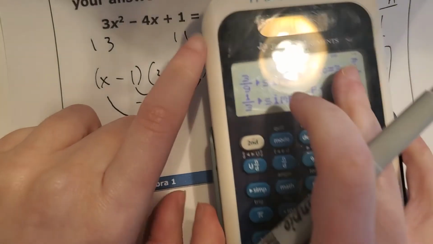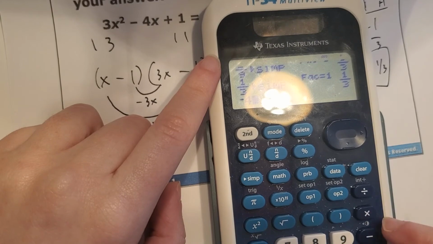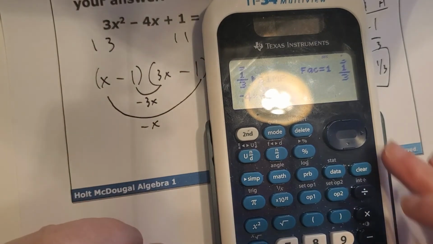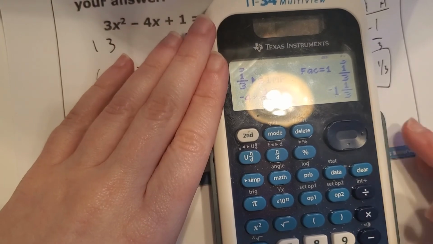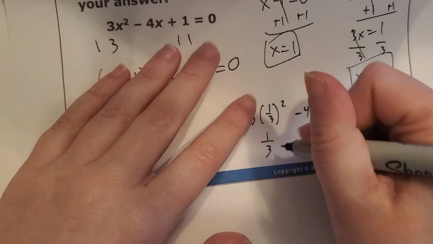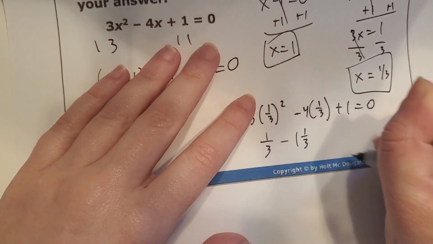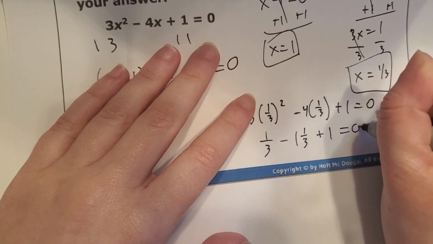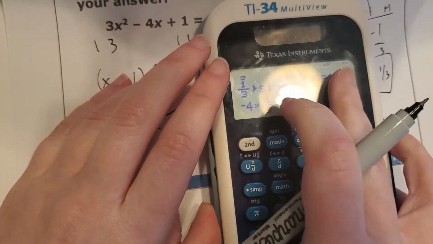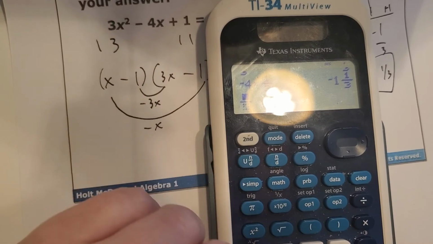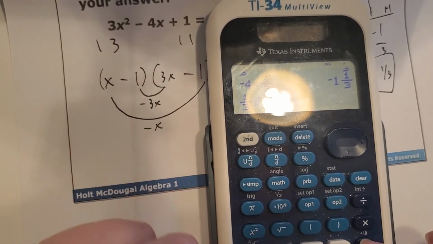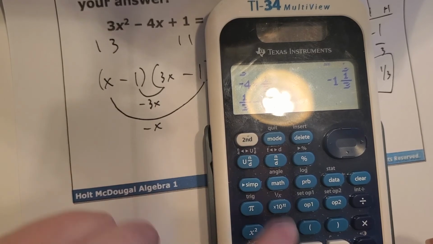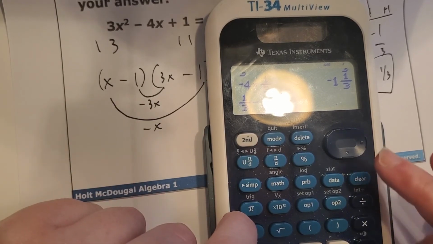And negative 4 times 1/3, negative 4 times fraction button again, 1, down arrow, 3, right arrow, enter, is negative 1 and 1/3, plus 1, should equal 0. So let's plug all that in and see if it works. Fraction button, 1 over 3, right arrow, minus 1, fraction, oh no.